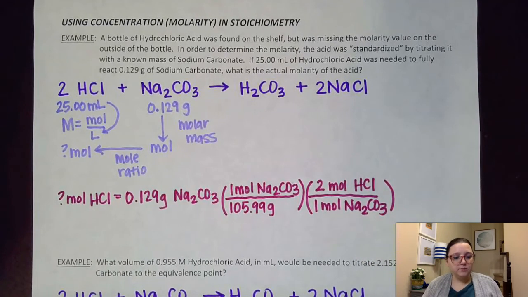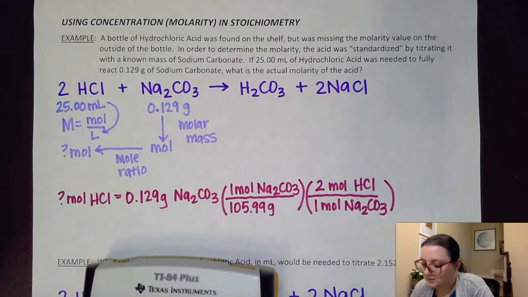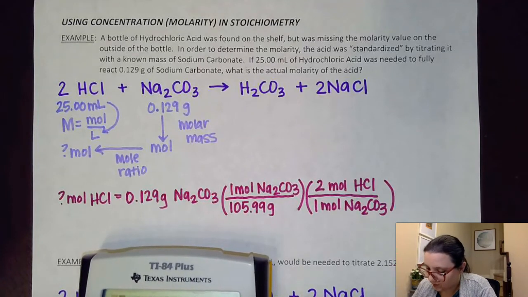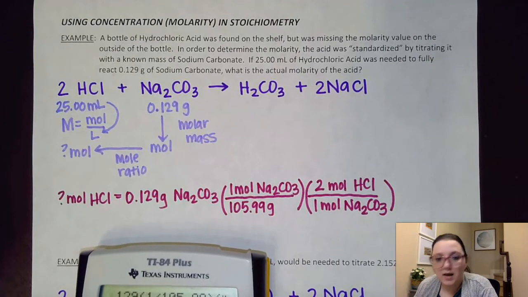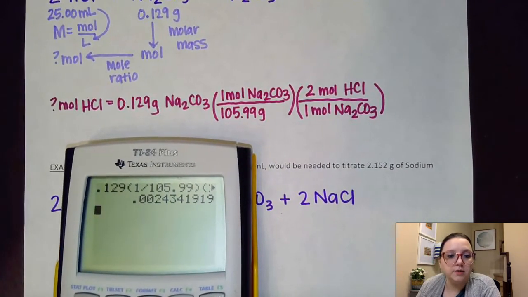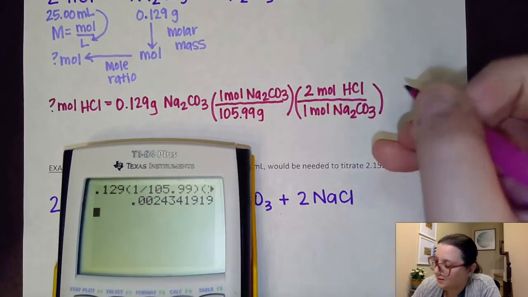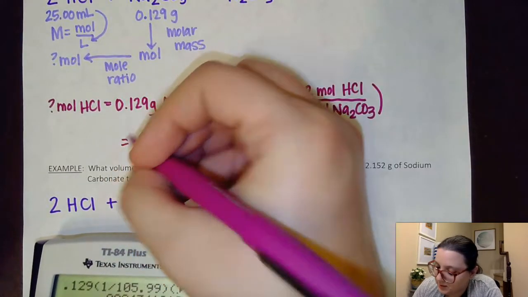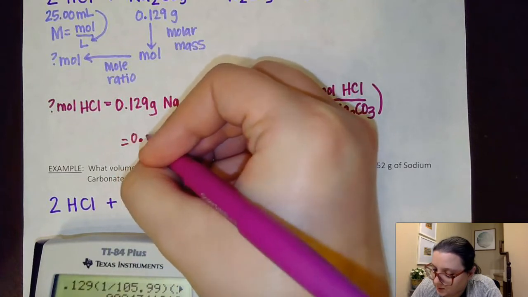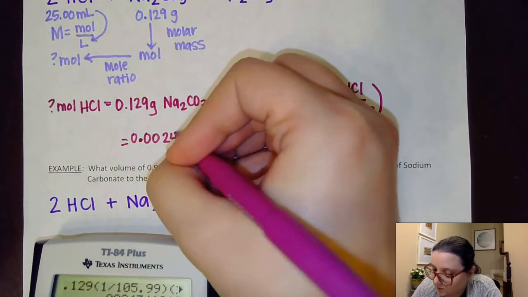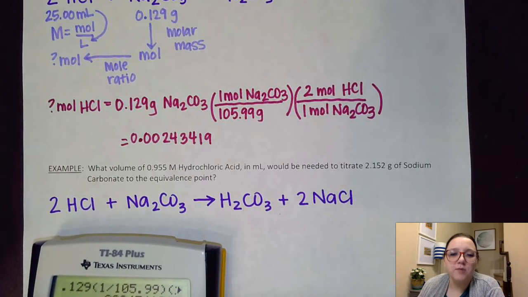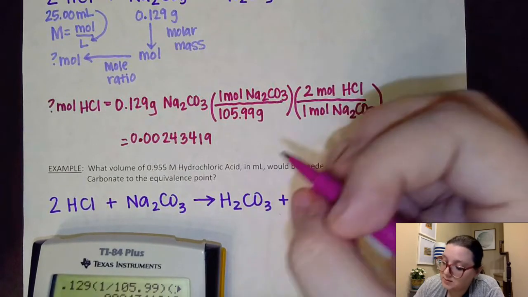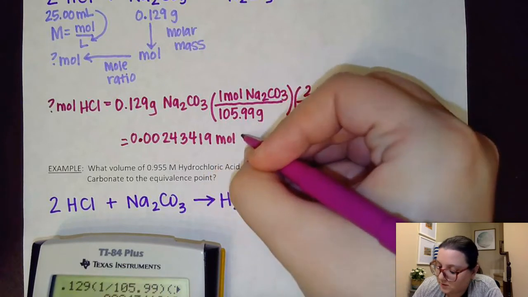Okay, so I'm going to plug that into my calculator and see what that gets me. So 0.129, 1 over 105.99, 2 over 1, and I see that gets a value of 0.00243419, yada, yada, yada. Okay, I'm not going to round for sig figs yet because I'm about to do some more math to this. So this is that moles of HCl.